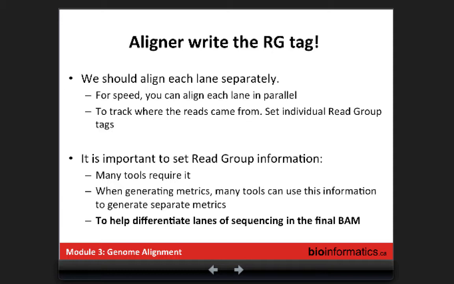We saw a set of one sample with an increased set of mutations in genes, and then we split by lane. We say, okay, we have one lane which is exome, where the other is whole genome, so that could make a difference. So it's important to set your read group, to track errors, to help differentiate the origin of reads in the final BAM, but also because many tools will not work if you don't set the read group.